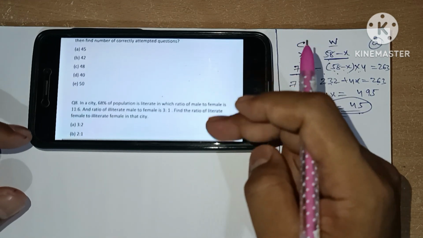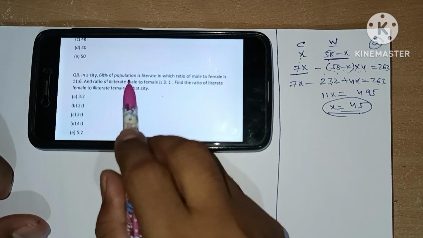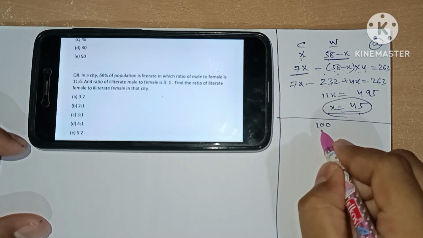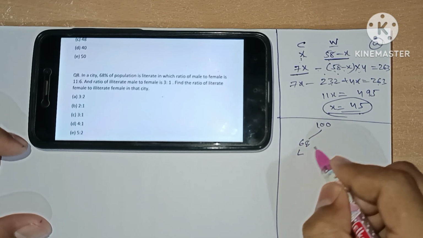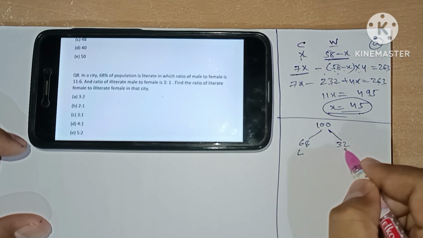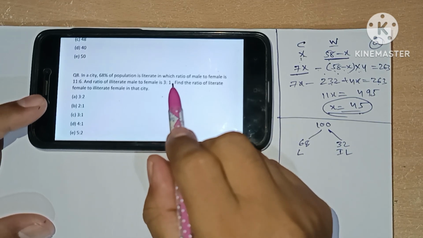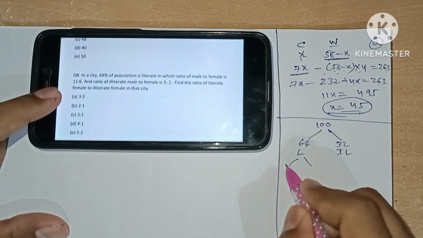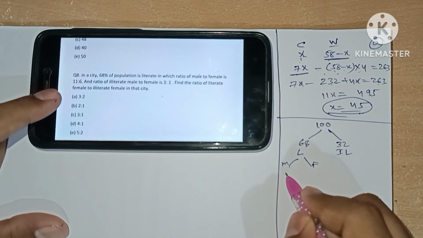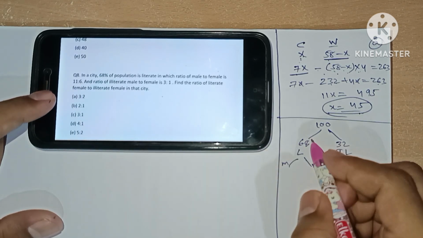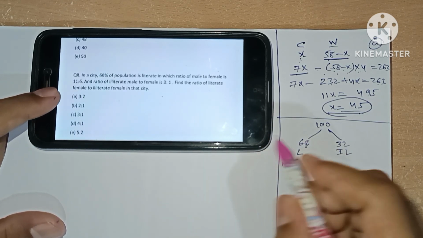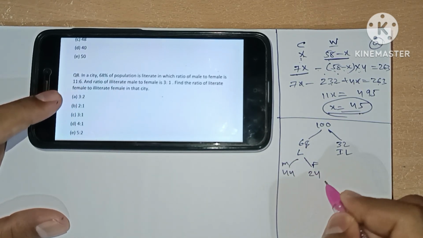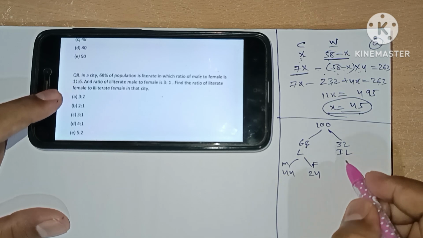Next, 8th question. In a city, 68% of the population is literate. So there is 100% of population, 68 is literate. So the remaining, which is 32, are illiterate. The ratio of male to female is 11:6. So in here the male to female ratio is 11:6. So total parts is 17, and 17 times 4 is 68, so each part will be 4. 11 times 4 will be 44, 6 times 4 will be 24. So these are the total males and females.